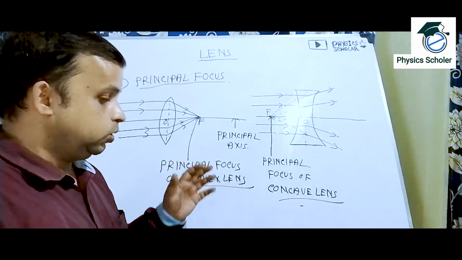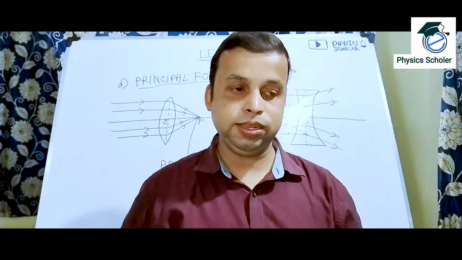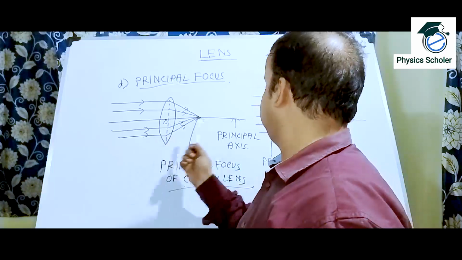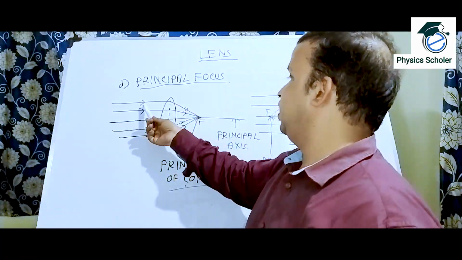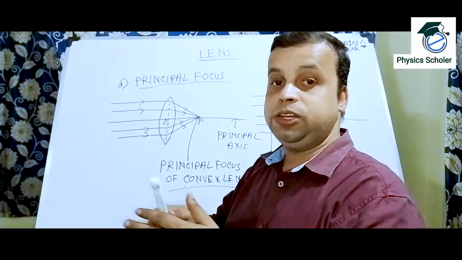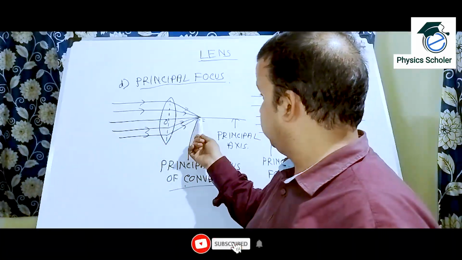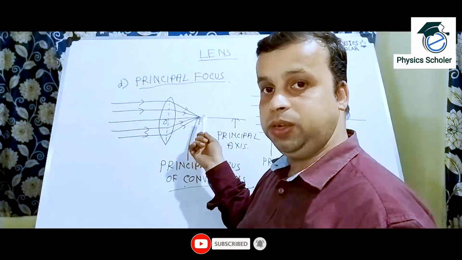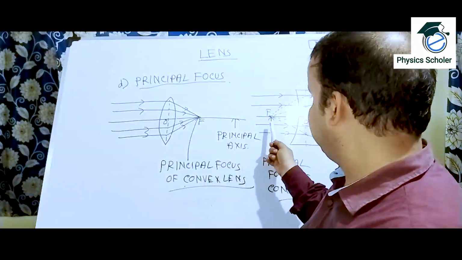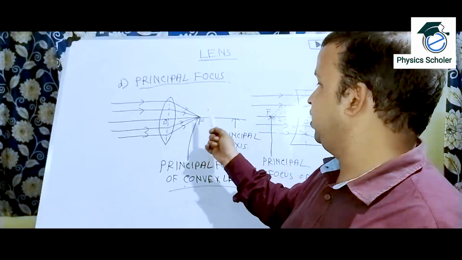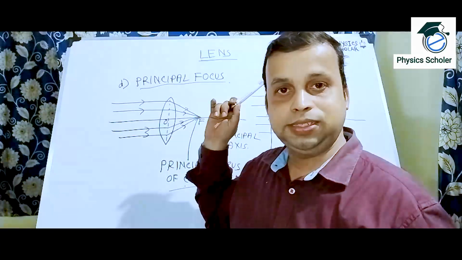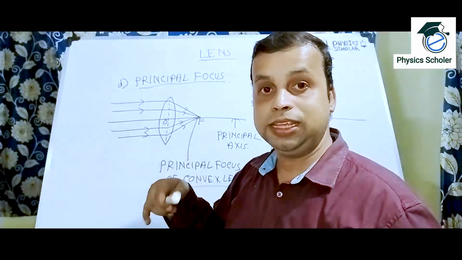Let me explain. In general, what is the principal focus? If a parallel beam of light, parallel to the principal axis, is incident on the lens, then after getting refracted by the lens, the point on the principal axis at which the rays actually meet or appear to meet is known as the principal focus of that particular type of lens.